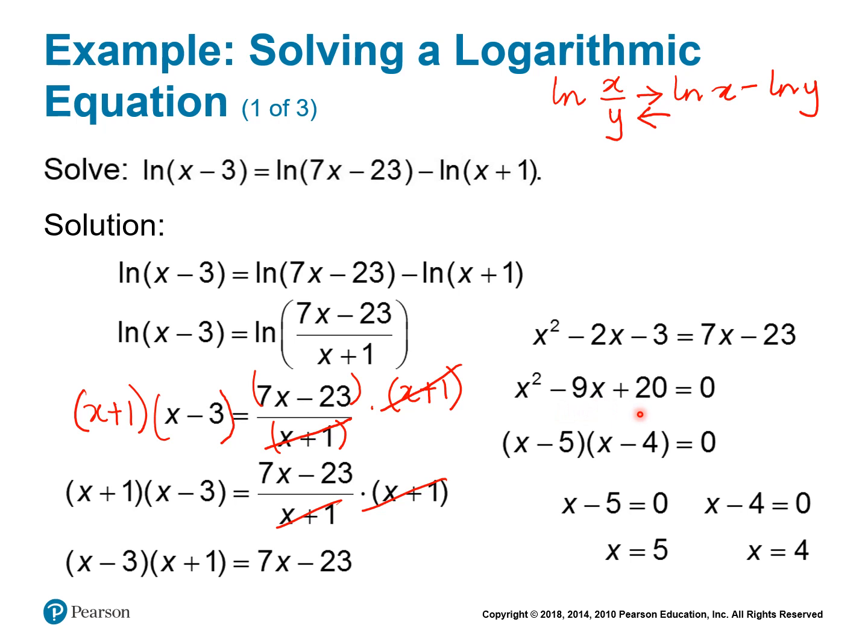So x squared minus 9x plus 20 is factorable as x minus 5 times x minus 4. Then we make each factor equal to 0 and solve for x. So we get x equals 5 and x equals 4. Now this is going to continue because remember, we have to plug in these values into the original equation and make sure that x minus 3 or 7x minus 23 or x plus 1 do not become a negative value or a 0. So we continue this in the next slide.